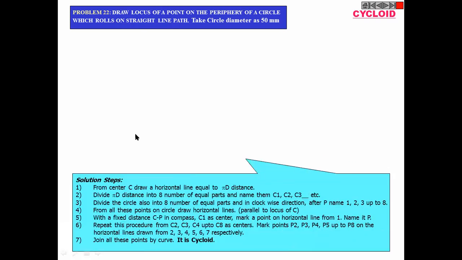So that will follow the cycloidal curve. Here it is told to draw the locus of a point on the periphery of a circle which rolls on a straight line path. Now the circle diameter is given. So these are the steps. First we will discuss them, then we will practically perform the same thing as well. First of all, the given circle, then this is the straight line path on which the circle is traveling.